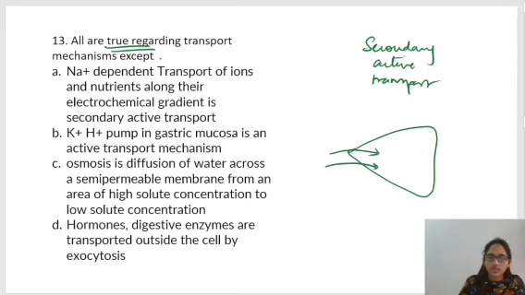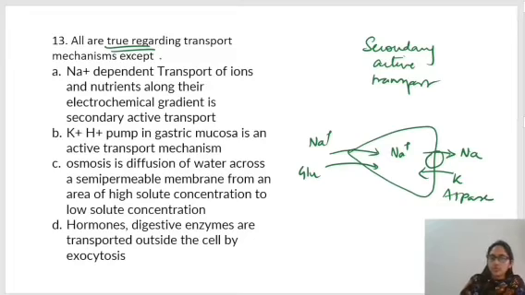Sodium glucose transporter. So sodium along with glucose is transported inside the cell. This directly does not require ATP, but for sodium to enter inside the cell, the sodium concentration inside the cell should be maintained by what? Sodium potassium ATPase pump. So this requires ATP. So the sodium concentration is very crucial for the sodium glucose transporter to function.